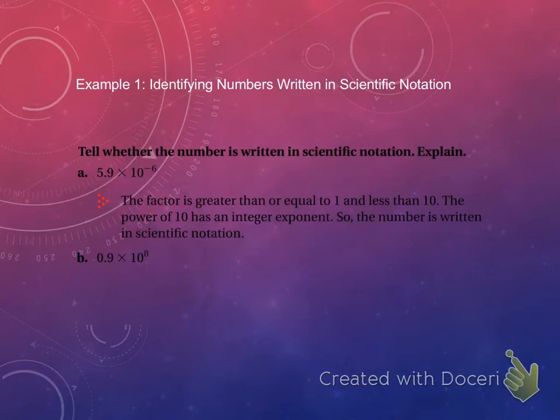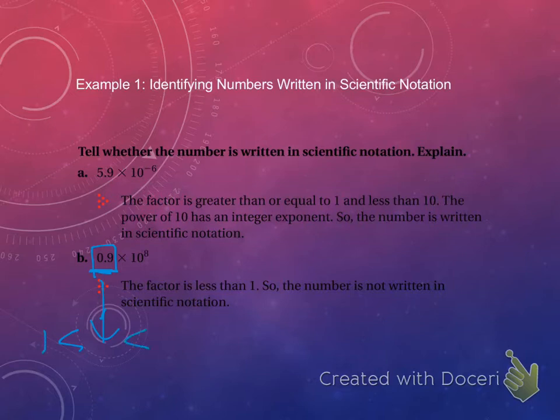Well, how about B here? 0.9 times 10 to the 8th. This one would not be in scientific notation because the factor is less than 1. See, this number right here is 0.9. Remember, that number right there has to be greater than or equal to 1 but less than 10. And 0.9 is less than 1. So the number is not written in scientific notation.